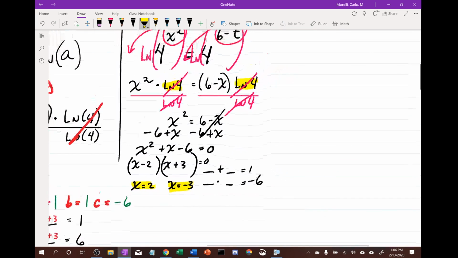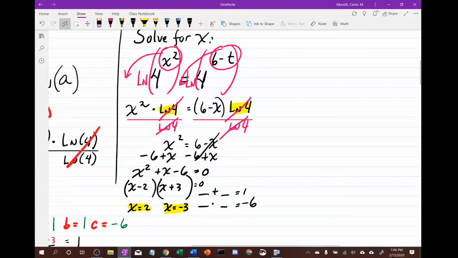So here's the problem that you just completed. You didn't even need the calculator. You had the calculator all ready to go. There was nothing to do.